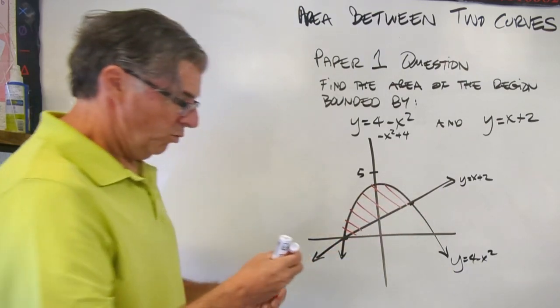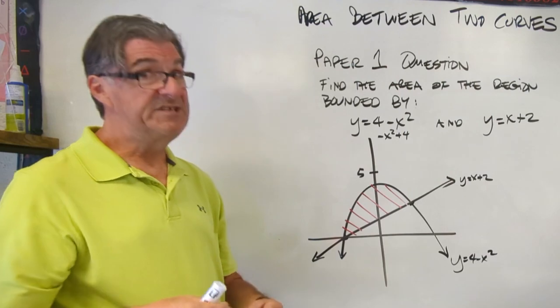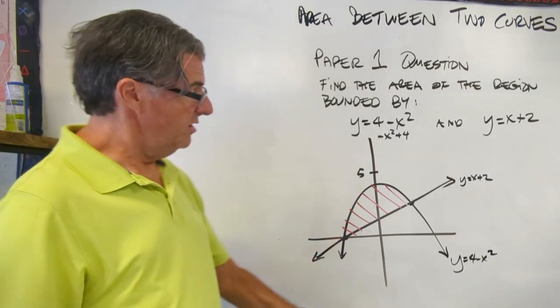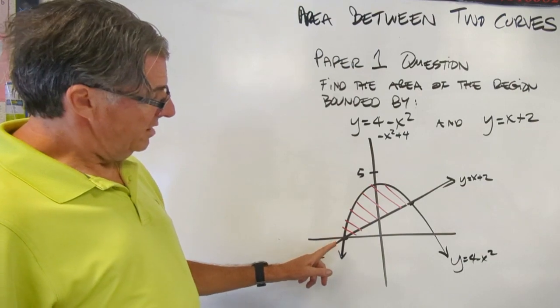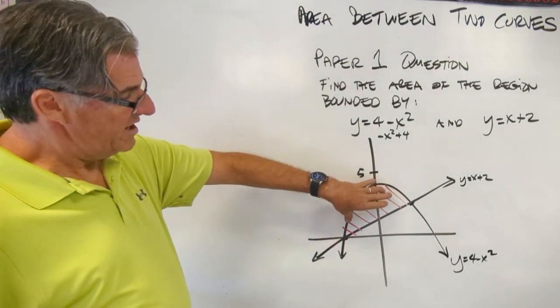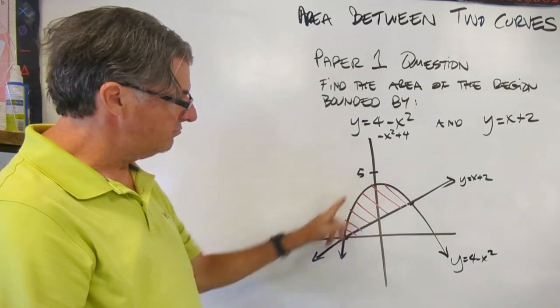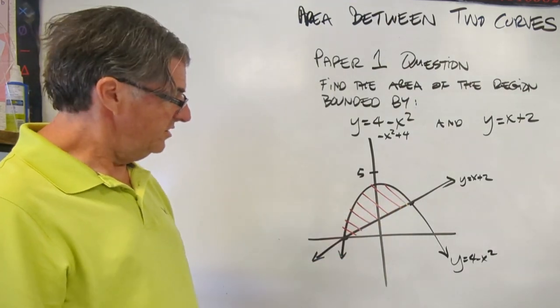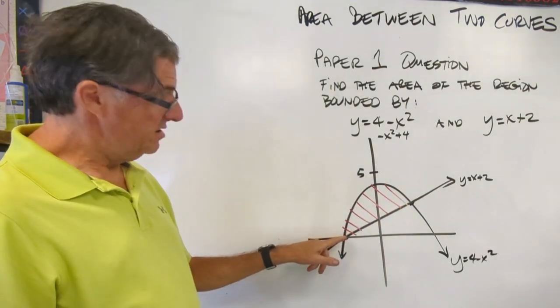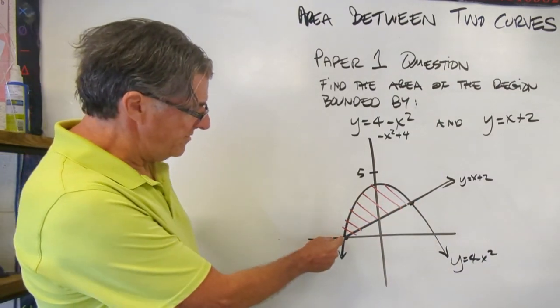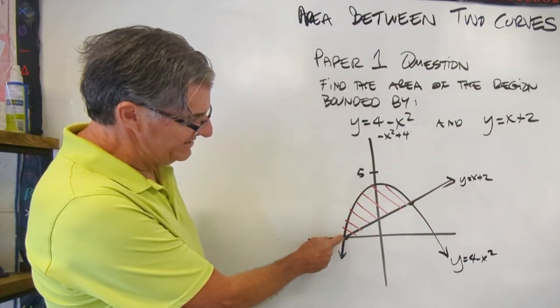So we're not given the interval, but we do need to know the interval to be able to do our integral. So check this out. The only part that's bounded is right in here, because here we don't have that anymore. This is bounded, completely surrounded by the two functions. So that is one of our spots, and that's the other spot.